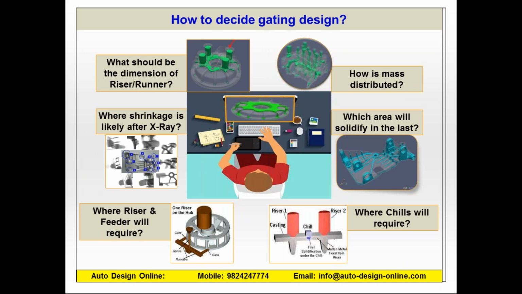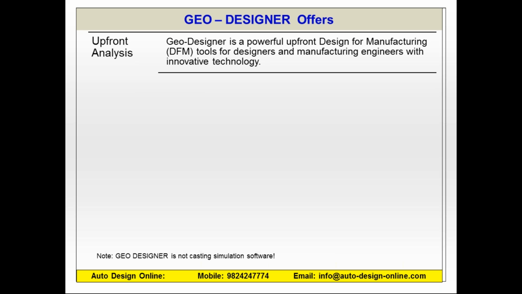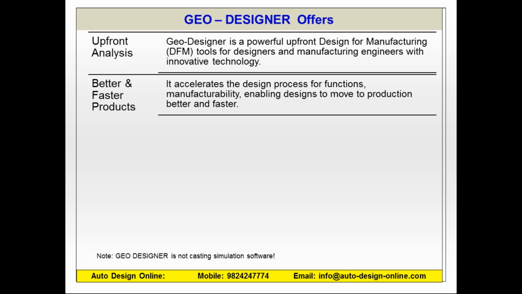Now, these are the questions which arise at the designing stage as well as the RFQ stage, in order to understand the complexity of this casting part, and how this part will later lead to criticality when we actually develop it. So in this case, what we will see is quickly how this software works. This Geo Designer is basically an upfront design for manufacturing tool, which helps engineers at the early stage, as I said, to decide various things. It ensures that it will reduce the product development time and the cost.